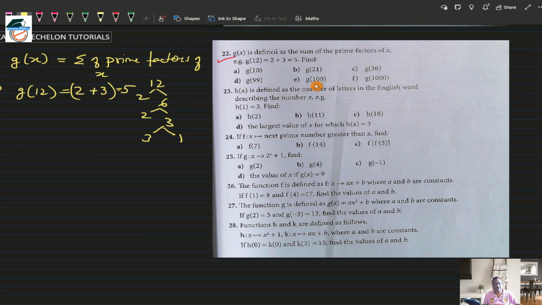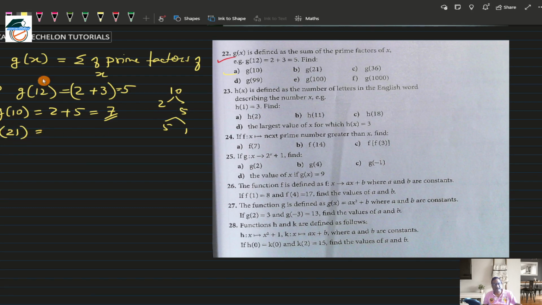So now you have to find out g of 10. The meaning of g of 10 is you have to find out the prime factors of 10 first. So let me do that for you. Prime factors of 10 should be 10, 2, 5, 5 and then 1. So 2 and 5 are the prime factors of 10. So let me write 2 plus 5. This works out to 7. So g of 10 has to be 7. That is A.